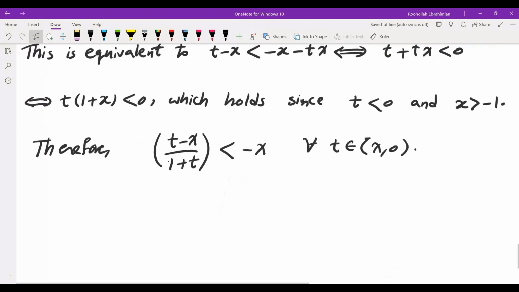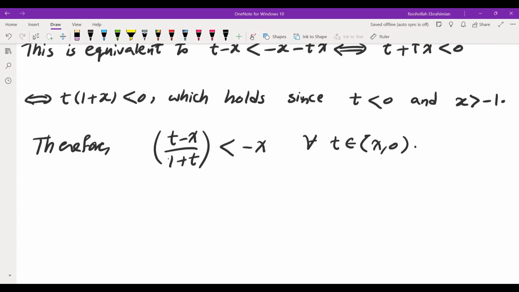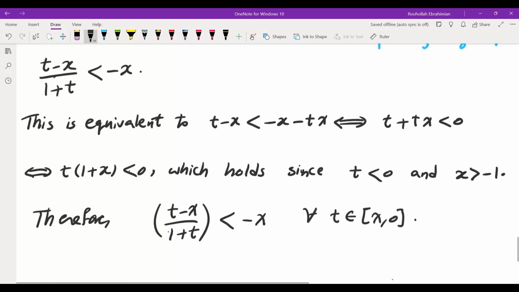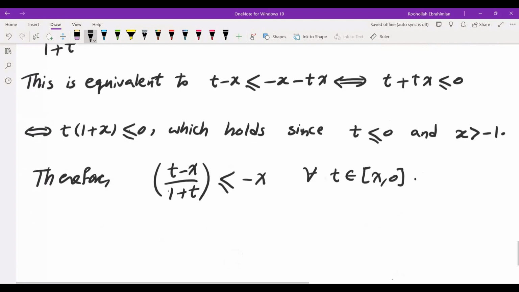So I have this inequality. And by the way, it's probably better to make these closed intervals, because I want to eventually integrate both sides, and this one will be less than or equal to. So let me turn all of these into less than or equal to. Okay, so I have that.